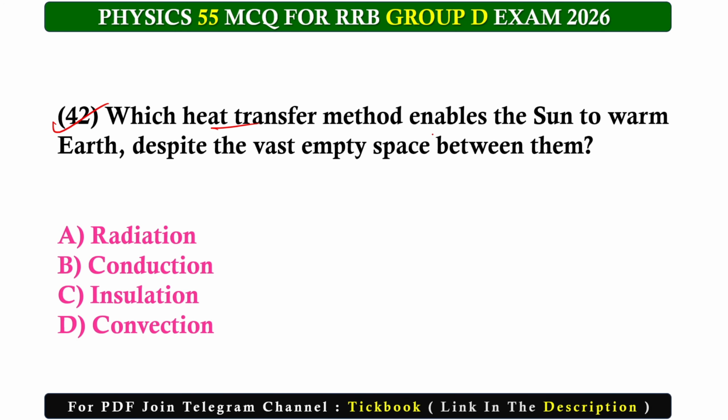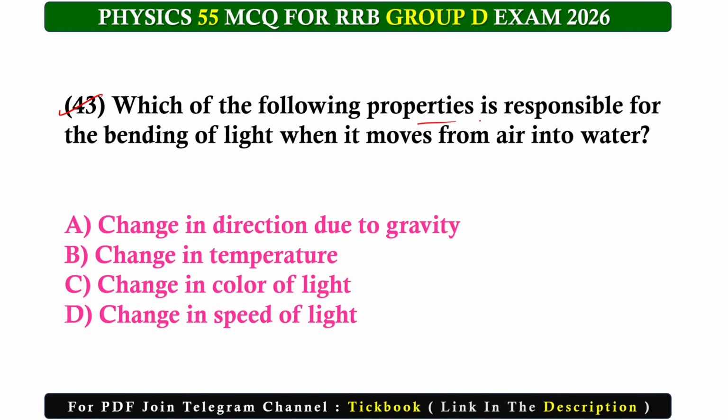42. Which heat transfer method enables the sun to warm earth despite the vast empty space between them? Option number A, radiation. 43. Which of the following properties is responsible for the bending of light when it moves from air into water? Option number D, change in speed of light.